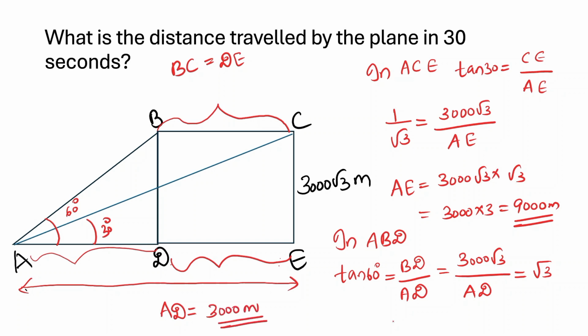You got the lengths AE and AD. So DE is AE minus AD, that is 9000 minus 3000, 6000 meters. 6000 meters is the answer for this question.